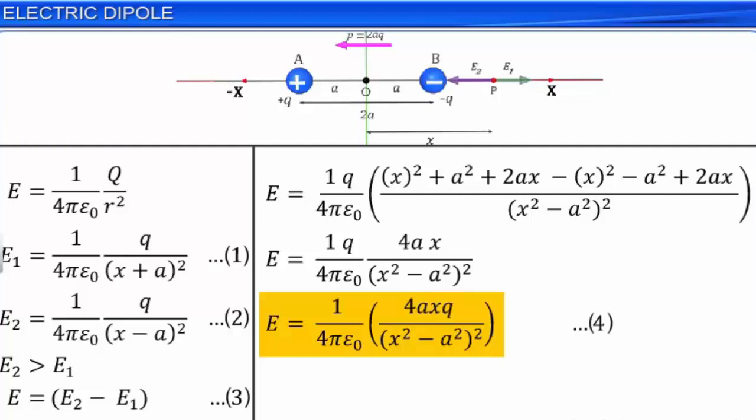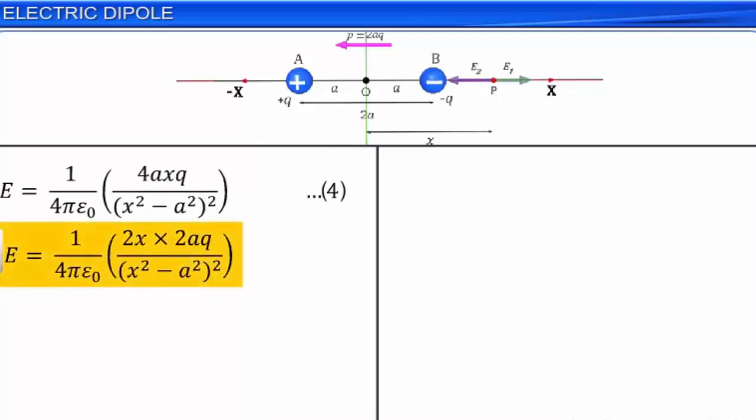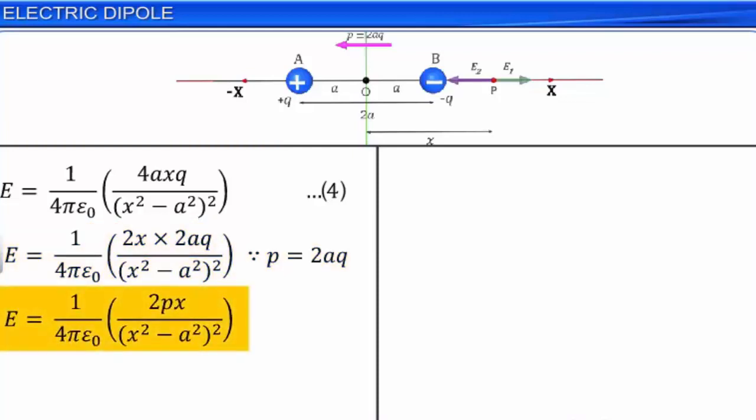Simplifying equation 4, we get E is equal to 1 by 4 pi epsilon naught 2x into 2aq by (x square minus a square) whole square. In this equation, 2aq is the magnitude of the dipole moment P. Therefore, E is equal to 1 by 4 pi epsilon naught 2px by (x square minus a square) whole square. Let this be equation 5.